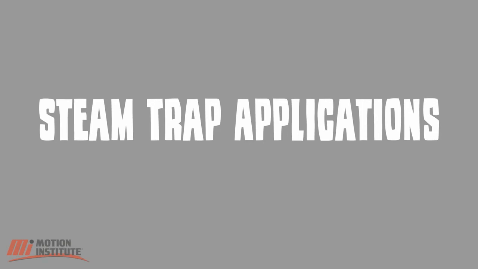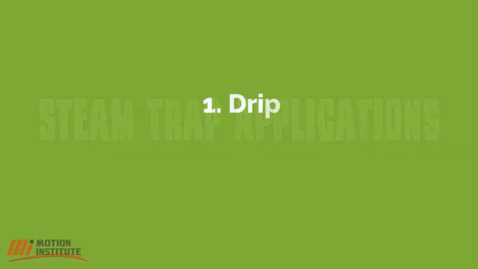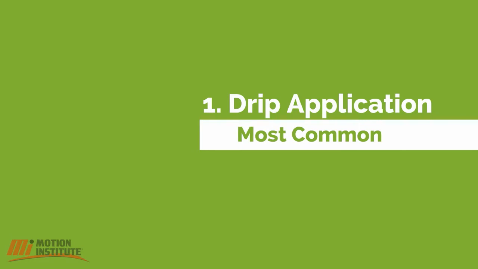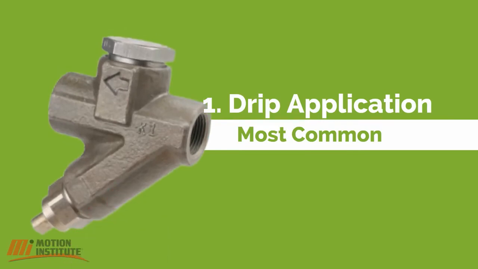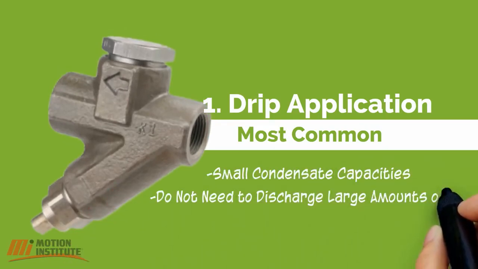Steam trap applications can be divided into three very distinct categories. One is a drip application. These are by far the most common applications used for steam traps. Traps used in these applications are referred to as drip traps. Generally speaking, traps used for these applications require relatively small condensate capacities and do not normally need to discharge large amounts of air.